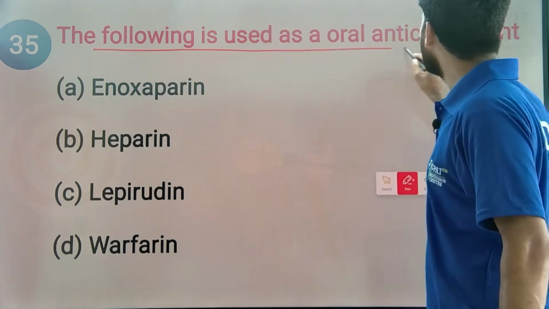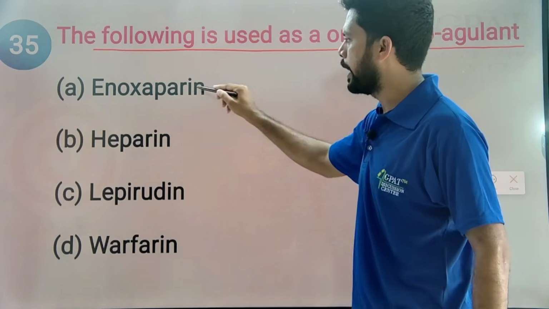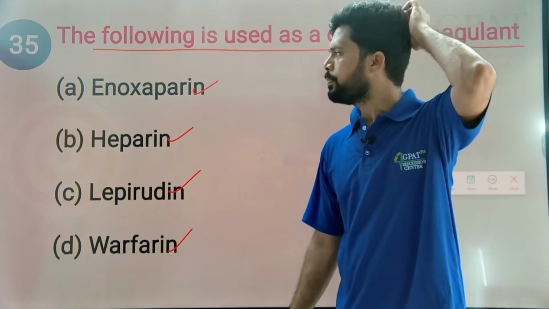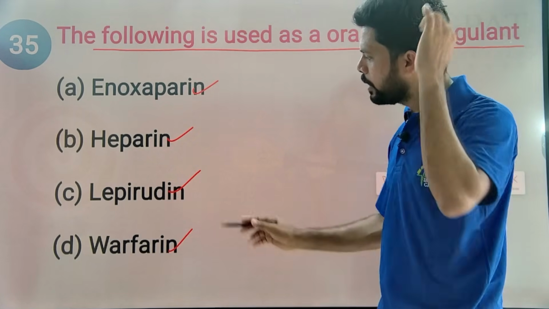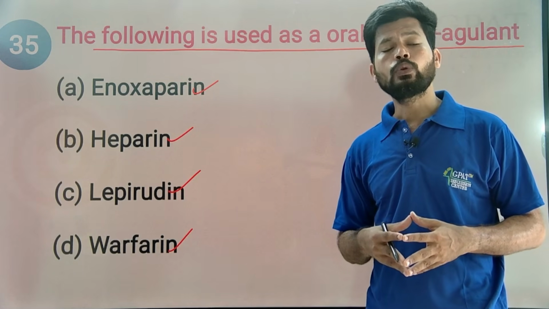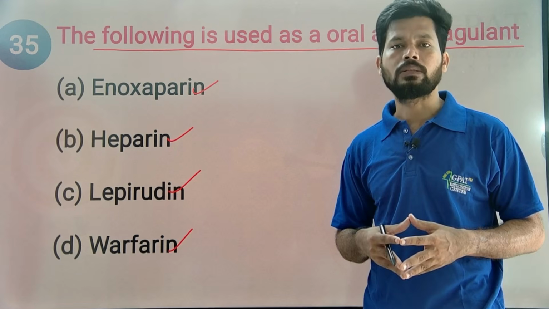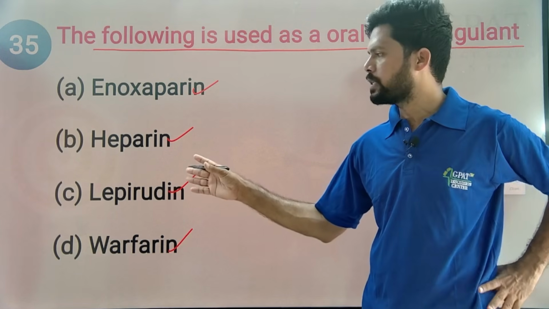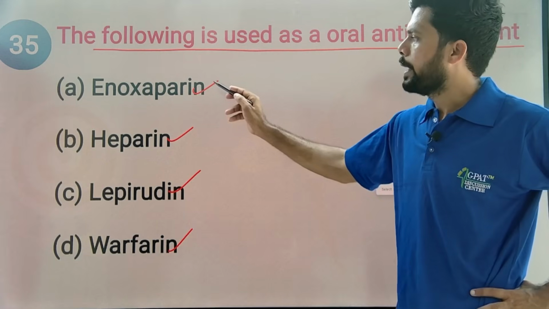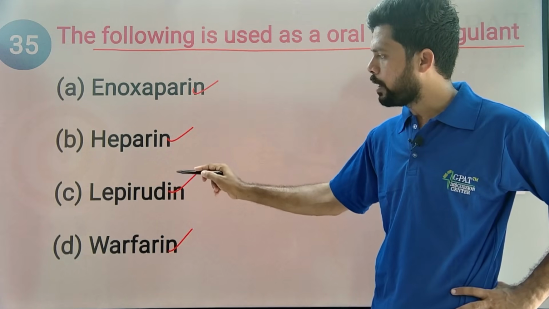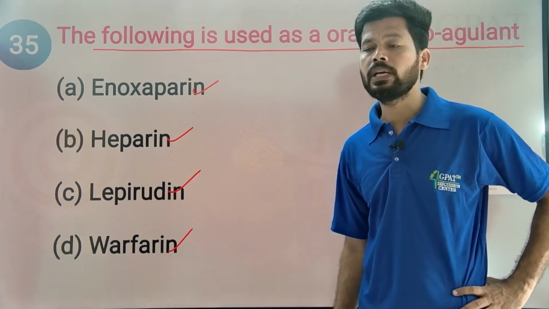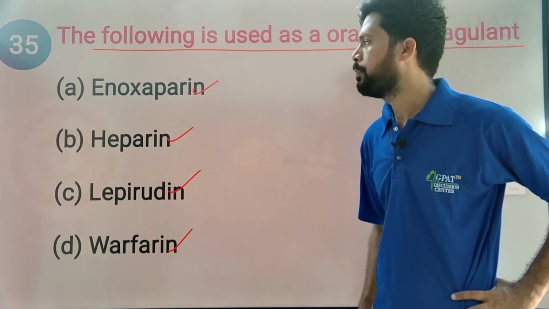Next, the following used as an oral anticoagulant. So like enoxaparin, heparin, lepirudin as well as warfarin. So what is your answer? Enoxaparin, heparin, lepirudin, warfarin, all are anticoagulants. They are used to prevent clot formation. Especially these drugs act directly on the clotting factors. So enoxaparin, heparin, lepirudin are all parenteral anticoagulants. Warfarin is an oral anticoagulant.